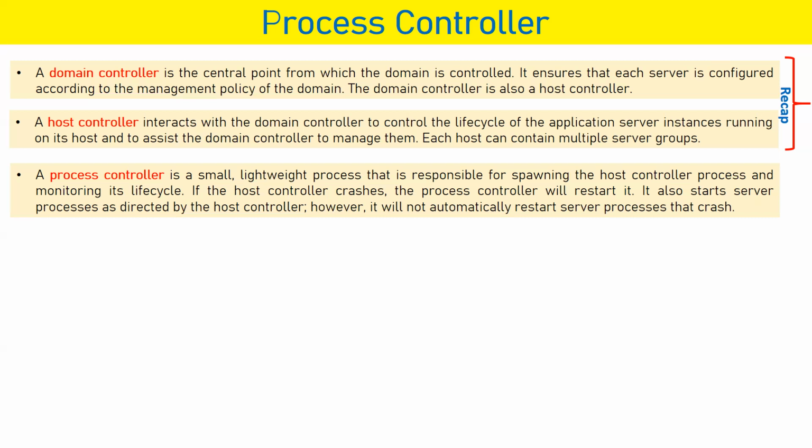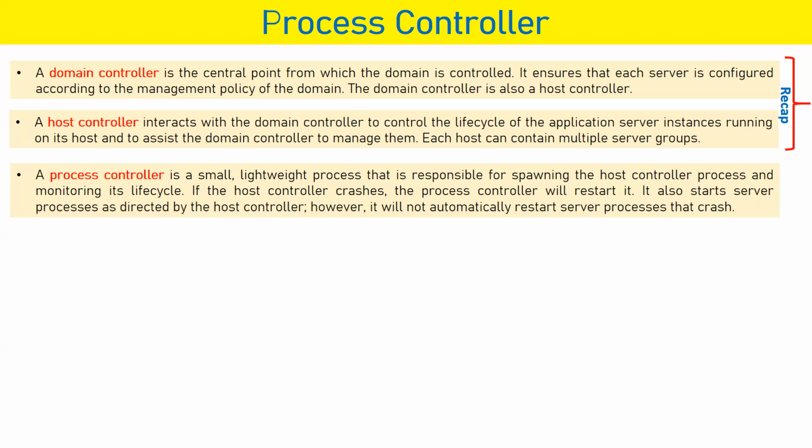You can say the process controller is a kind of helper controller for your host controller. You can understand its purpose in two ways. Whenever your host controller crashes, the process controller always monitors the host controller process, and if the host controller crashes at any time, it will automatically start it again. So this is the first job of the process controller: it monitors the host controller process, and if for any reason the host controller crashes, it automatically restarts it.